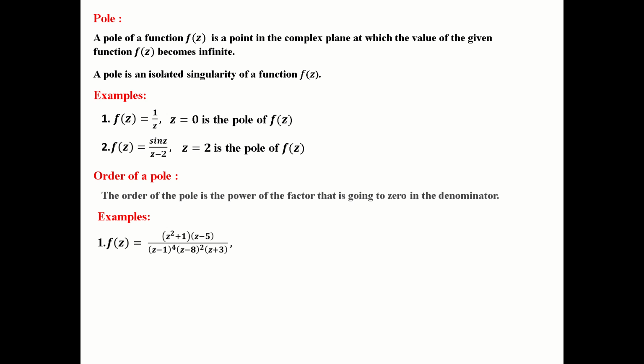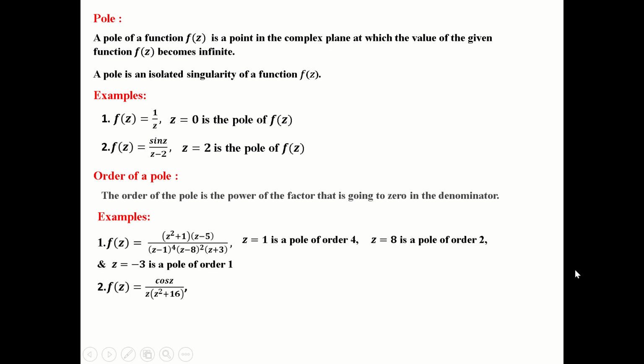Now the order. Consider when z is equal to 1, what is the power of z minus 1 in the denominator? You have to take the denominator function only, right? z minus 1 power 4. So z is equal to 1 is a pole of order 4. Similarly, z is equal to 8. What is the power? z minus 8 power 2. So z is equal to 8 is a pole of order 2. Then z is equal to minus 3. What is the power of z plus 3? 1, right? So z is equal to minus 3 is a pole of order 1.